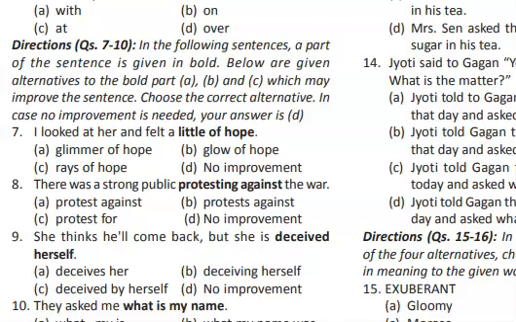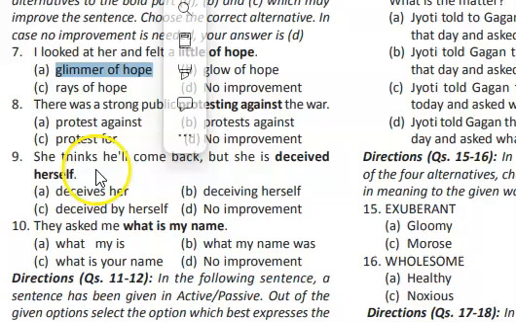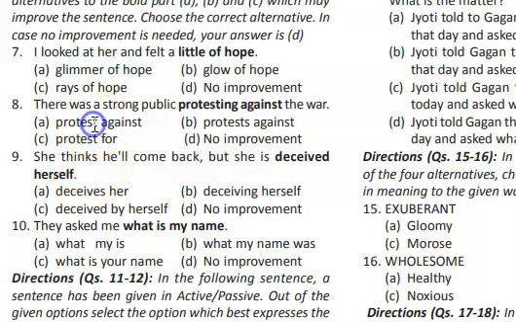Now look at question number 7. In these questions from 7 to 10, you have to just think whether the bold part needs to be improved or not. That's all. I looked at her and felt a little of hope. Is this expression, a little of hope, correct? No. The correct expression is a glimmer of hope. Whenever we use this expression, a glimmer of hope, it means some hope. Therefore, the correct answer will be A.